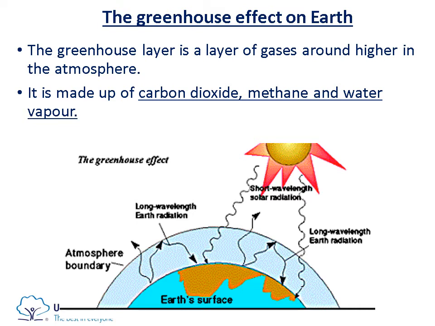So the greenhouse layer is a layer of gases around the atmosphere. It would exist even if humans weren't there, and it's needed to maintain the temperature of the Earth's surface. So don't think always that the greenhouse layer is a bad thing. It's not. It's made up of carbon dioxide, methane, and water vapour, so they are known as greenhouse gases.